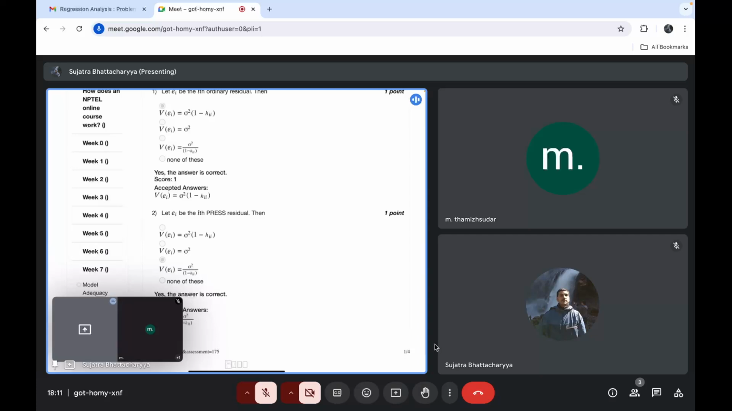Let e_i be the ith PRESS residual. Remember, now e_i is not the ordinary residual, it is a PRESS residual. Then what is the variance of e_i? Okay, fine, let's go ahead.